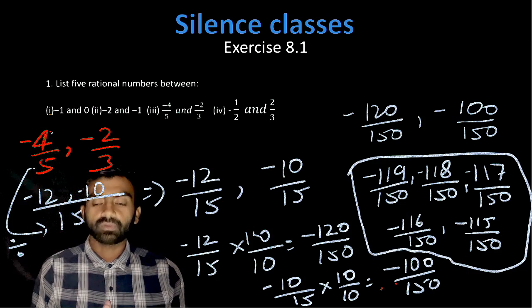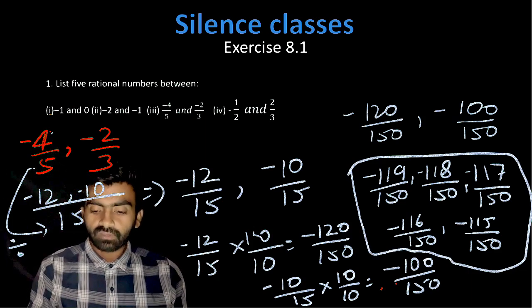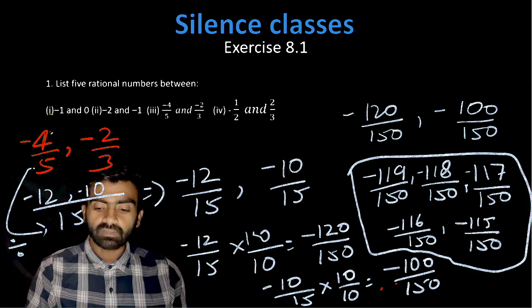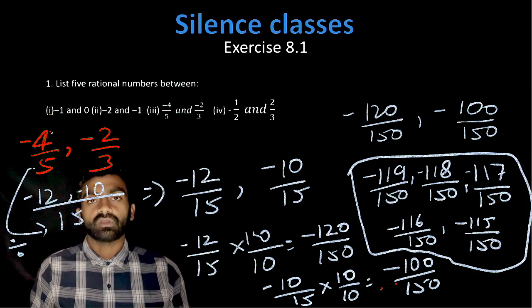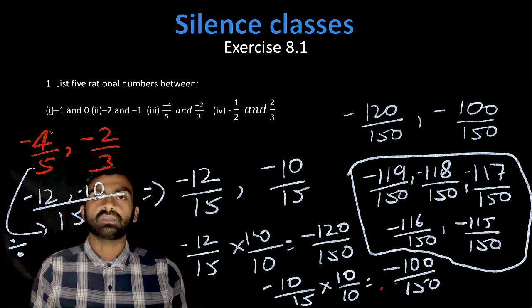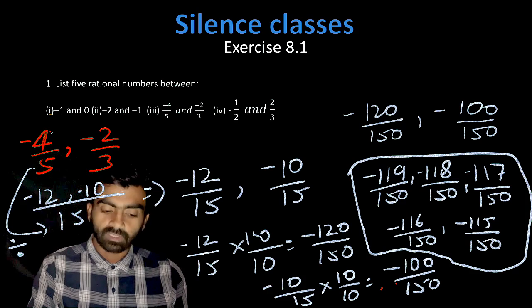I hope you understood how we have done it. If you multiply by 5, you will get a different answer. If you multiply by 6 or 7 or any other number, you will get different answers. So don't worry about that.